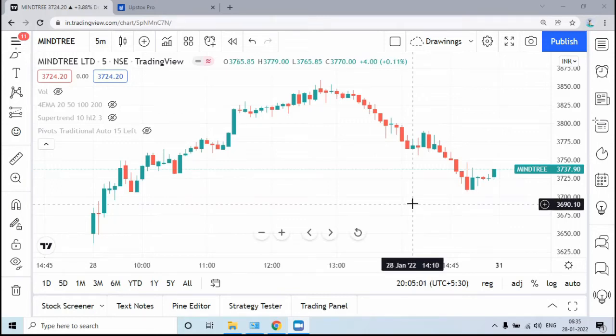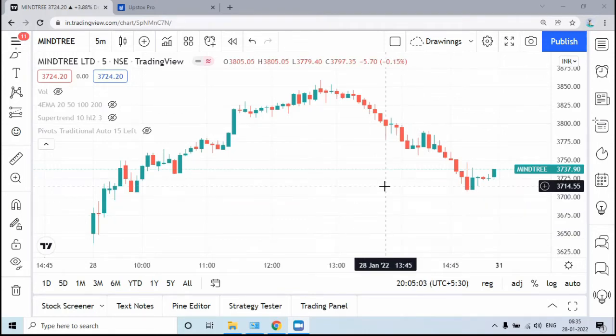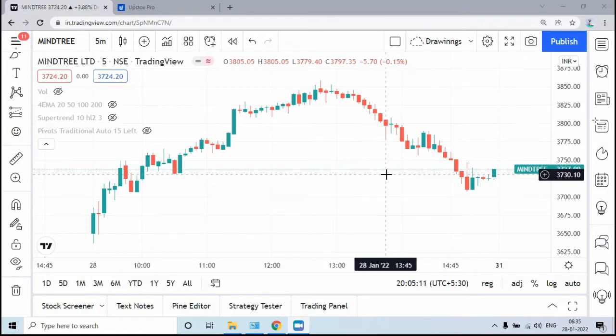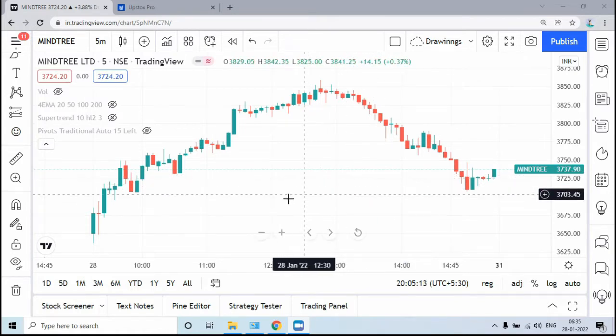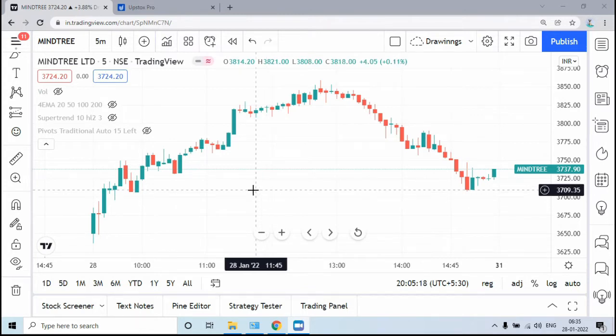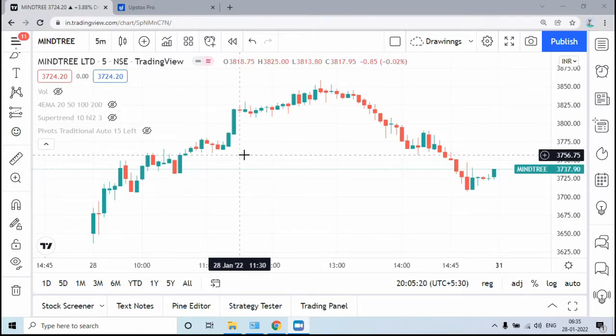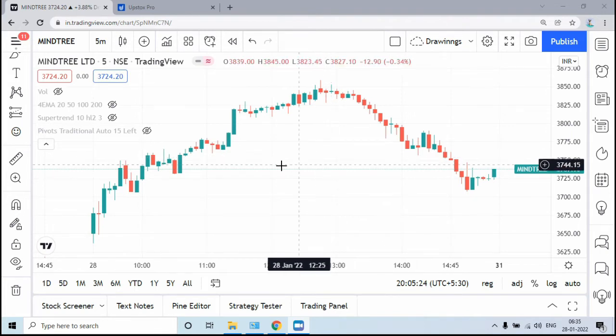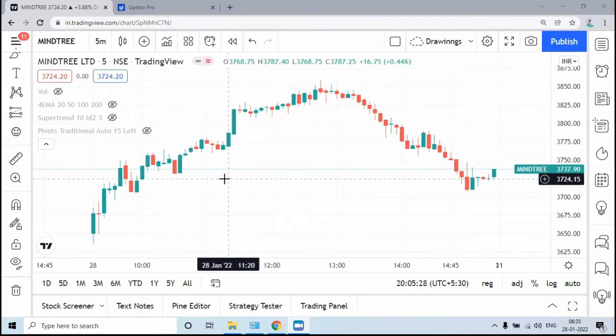Hi, today we are going to see how to draw a trend line to take a profitable trade from the daily market. So let us start. You can see that we have taken a chart from Mindtree from National Stock Exchange. This is for pure educational purpose only. So let us start to draw the trend line.